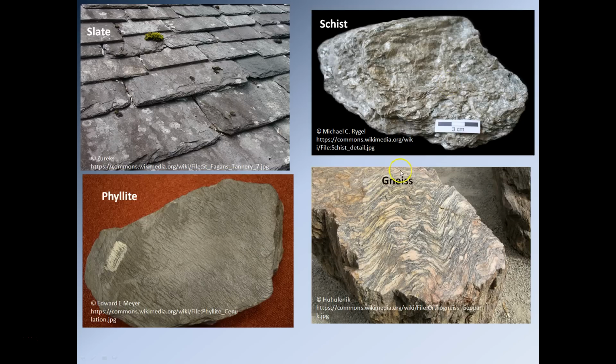And then we have gneisses. So gneisses, as you can see, have this very, very distinct banding of dark bands, the melanosomes, and light bands, which are called leucosomes. So slates, phyllites, and schists can only form by metamorphosing a mudstone. Gneisses can form from the metamorphism of a mudstone, but also from the metamorphism of rocks like granites.